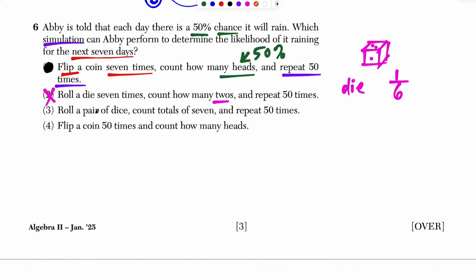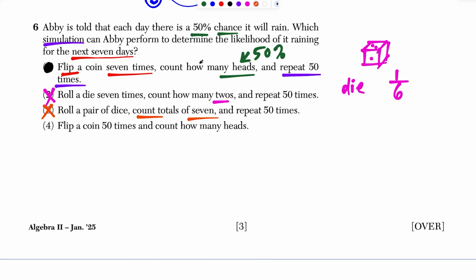And now for choice 3, if we roll a pair of dice and we count the totals of 7, looking at the possibilities of rolling a 7, it's not going to be exactly 50%. So right away, the 50% is not upheld. So that's why this one is also out.